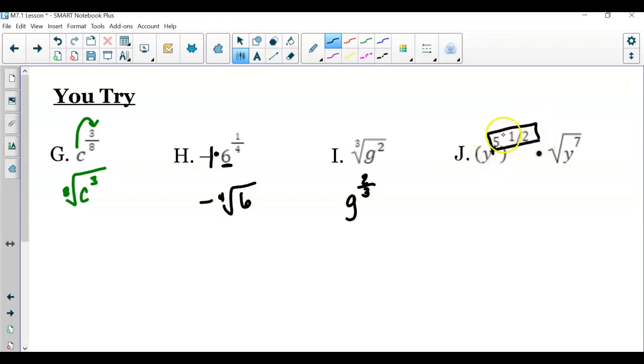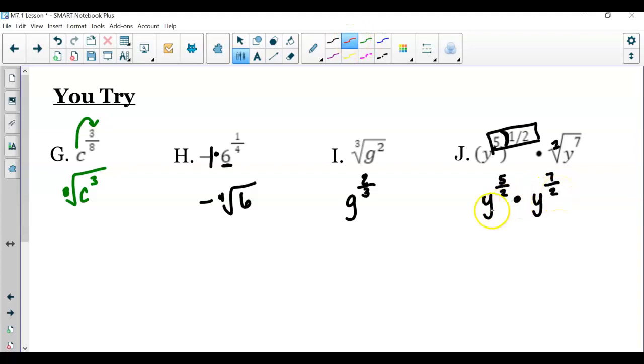So I've got power to a power. So when you multiplied, you should have gotten y to the 5 over 2. Then times, this one's tricky because you have to remember, guys, that this is the square root. So if I have the square root, there's understood to be an invisible 2 here because it's the square root. So this is the same as y to the 7th power, but not over 1, over 2 because that's the square root.